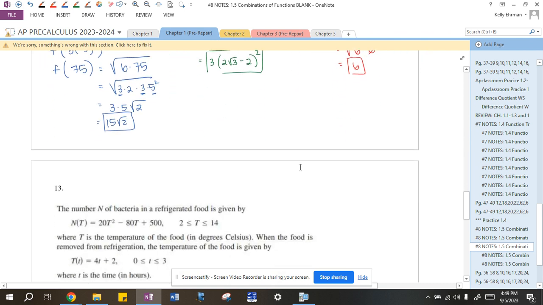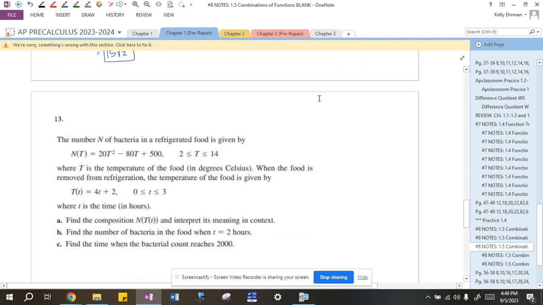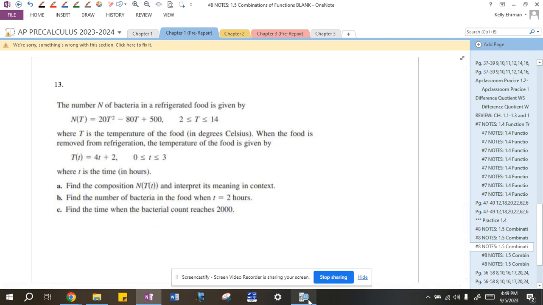All right, what about combinations with a calculator problem? So take a look at this. You need your graphing calculator. The number of bacteria, N, in a refrigerated food is given by N of T. This is domain, remember?